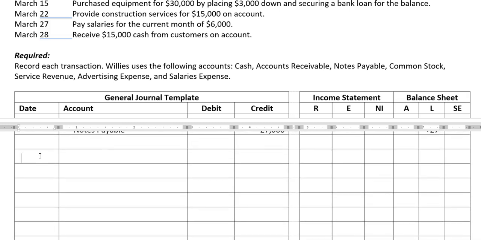Let's look at March the 22nd. March 22nd, we provide construction services for $15,000 on account. Provide services. Remember, anytime you see those key words, we have performed a service, that meets the definition of revenue recognition. Remember, revenue recognition is we recognize revenue in the period in which the obligation is complete. In other words, when we provide or complete those construction services, that's when we get to recognize revenue. Revenue is going up here because we've earned it. Therefore, it would be a credit.